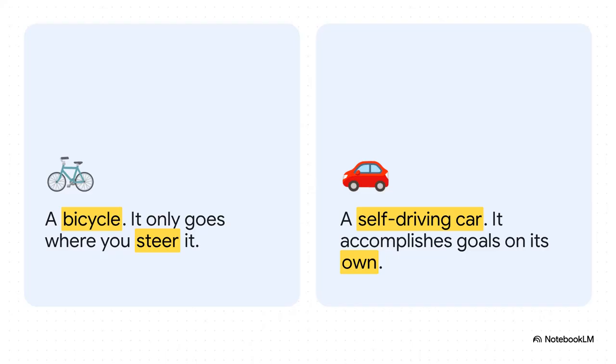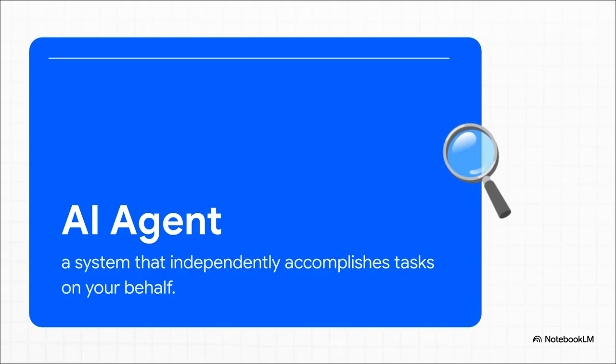Okay, so first things first, what even is an agent? Honestly, the best way to get it is with this analogy right here. A regular app, that's like a bicycle. It's powerful, for sure, but it only goes exactly where you steer it, second by second. But an AI agent, that's a self-driving car. You just give it a destination, a goal, and it figures out all the turns, the traffic, and the best route all by itself.